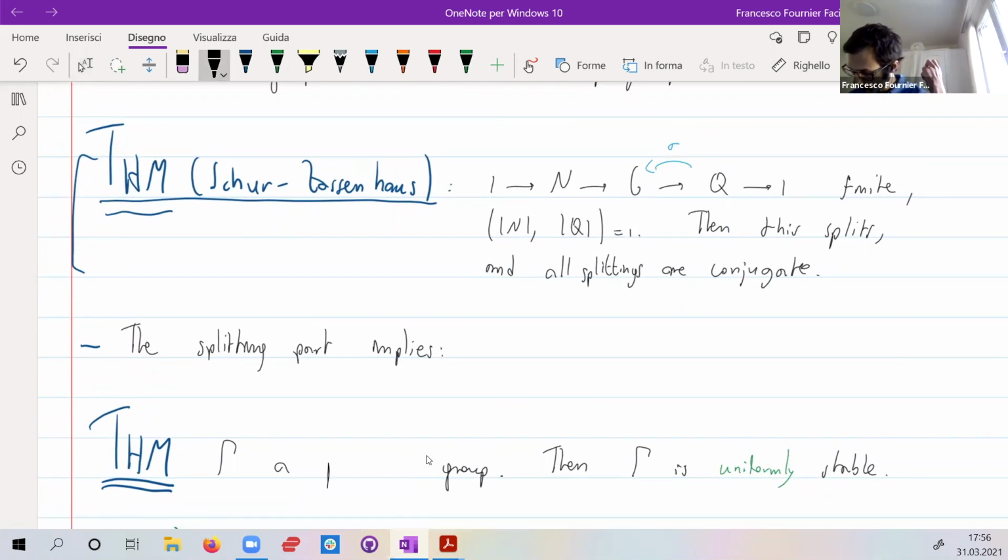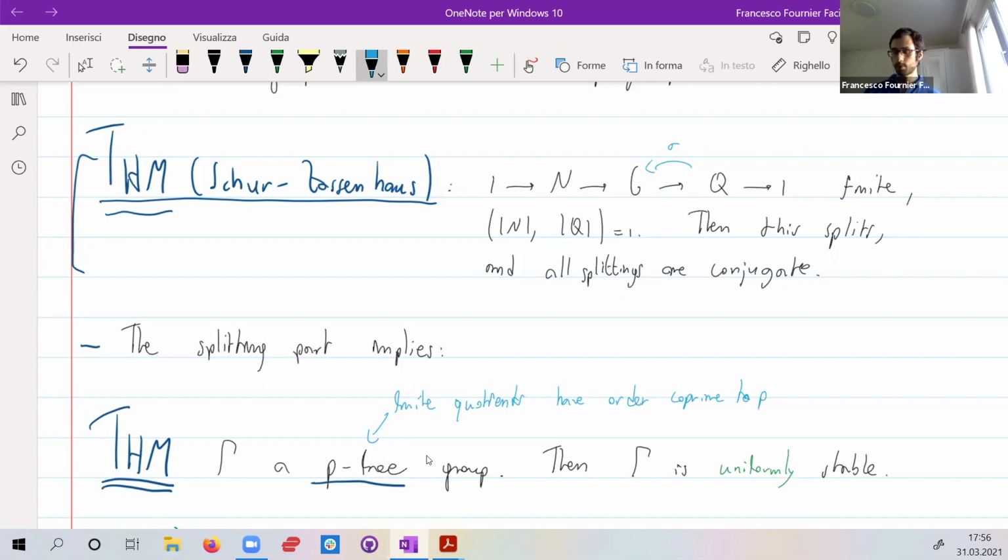I'm going to name them P-free, which just means that finite quotients have order coprime to p. So if I have a group all of whose finite quotients have no element of order p, then this group is uniformly stable. And here, really, I'm using GL_N(Z_p). There is this p that is playing an important role.